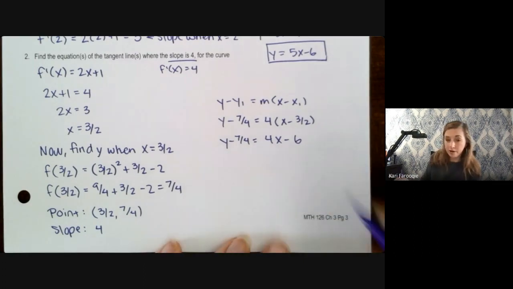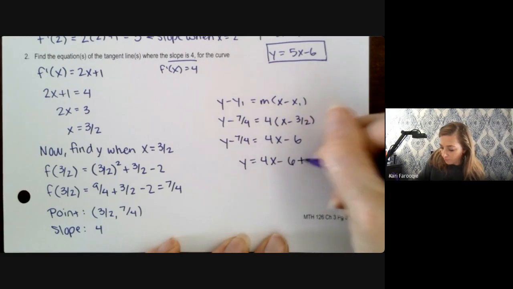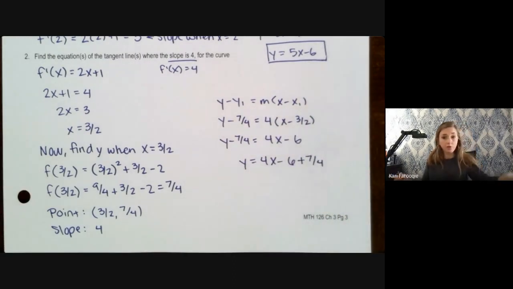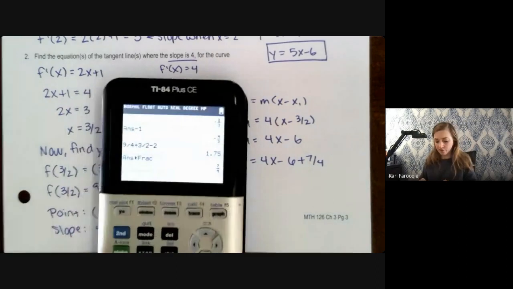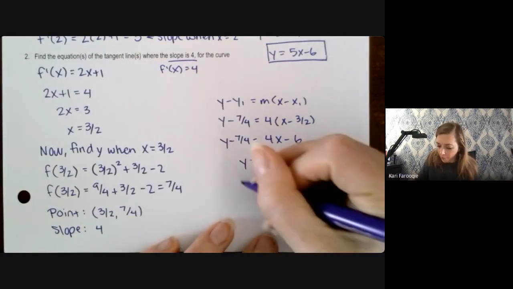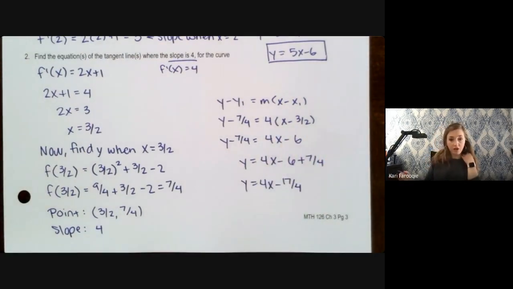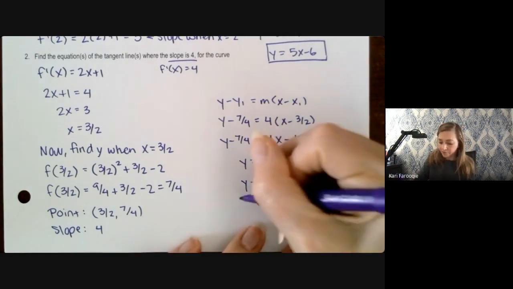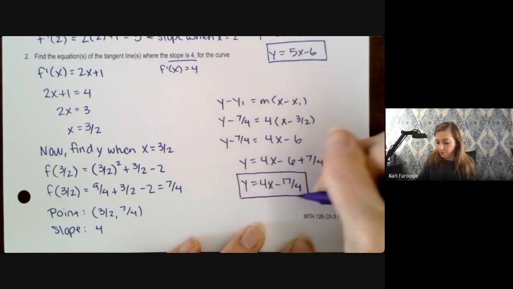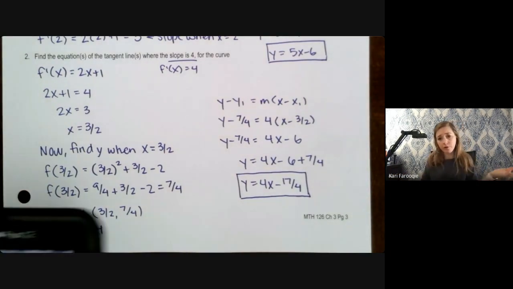And then we'll go through and add 7/4 to both sides. And again, you can do that in your calculator. I'm just going to say -6 plus 7/4 is -4.25. Math, enter, is -17/4. So my equation is y equals 4x minus 17/4. If the slope is 4, you're looking for the rise over run to be 4.